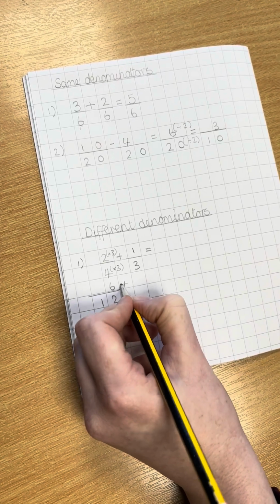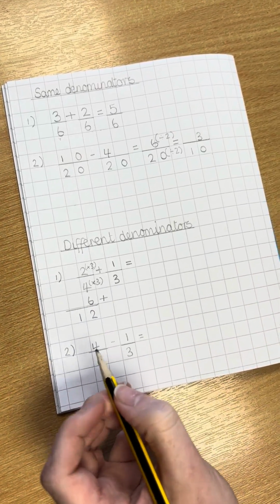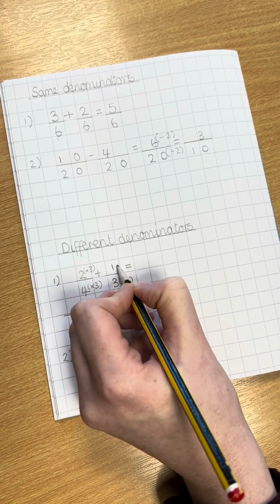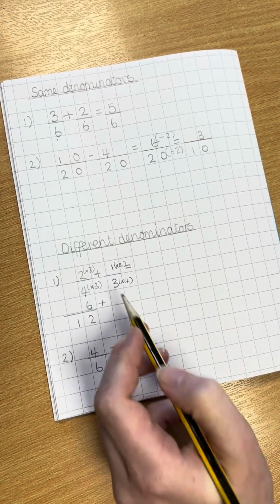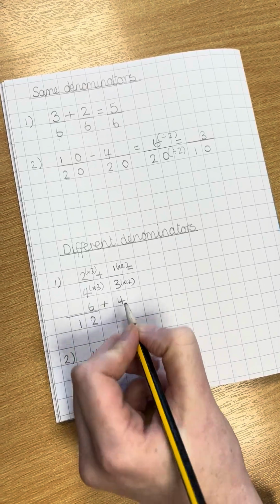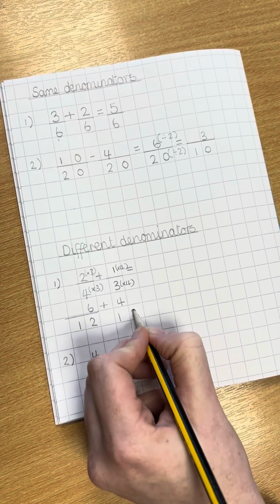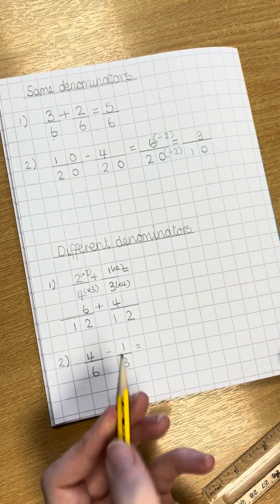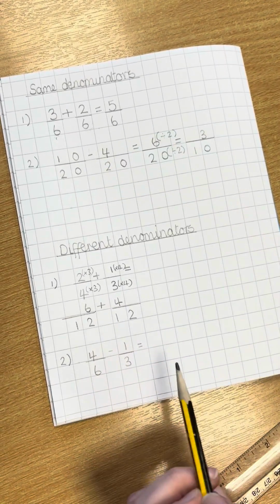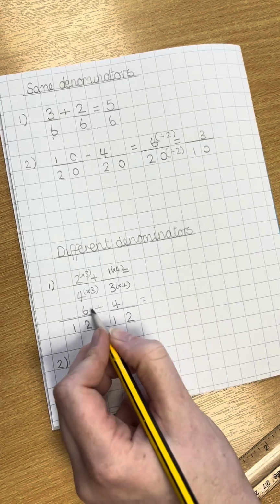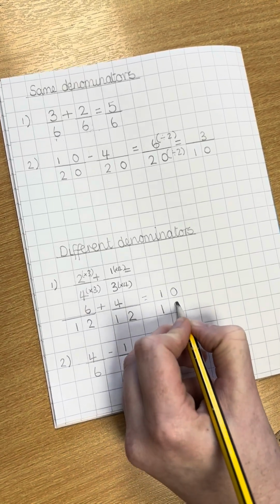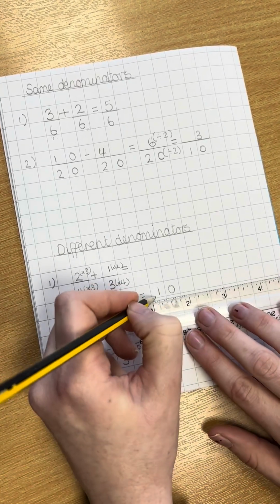If we're going to do the same to the third to create it into 12ths, we need to multiply it by 4. So whatever we do to the bottom, we always do to the top. 1 times 4 would give us 4. 3 times 4 would give us 12. We now have 6/12 add 4/12, which is the same denominator like what we were doing before. So add the two numerators together gives us 10. And we keep the denominators as 12, and we're left with 10/12.